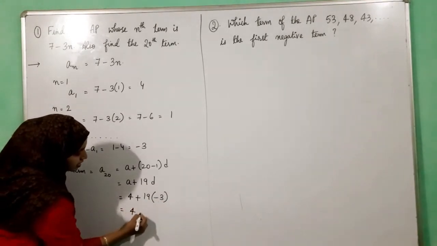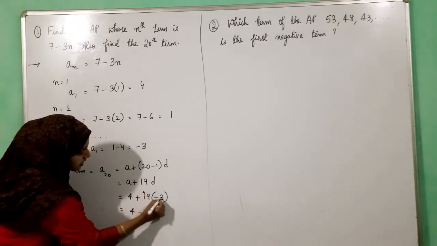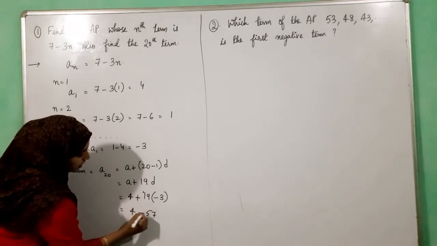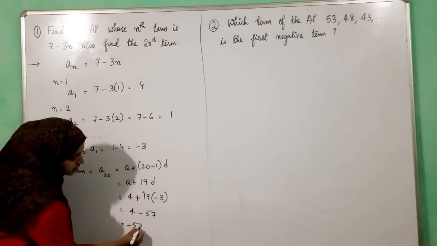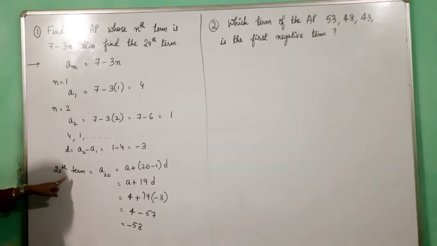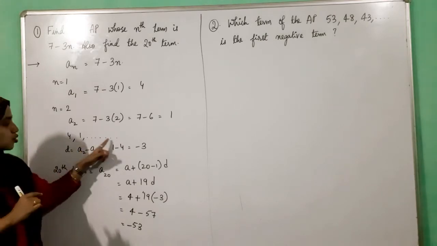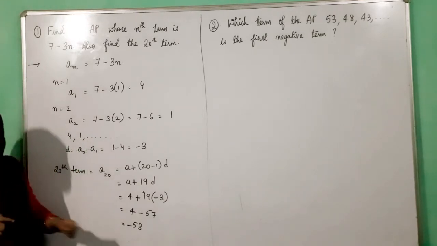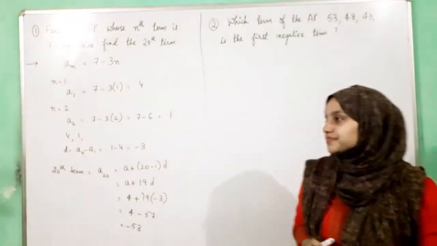Okay, we have to just find the value now. 4 plus into minus will become minus. 3 into 9, 27. 3 into 1, 3 plus 2, 5. So 4 minus 57, so minus 53. So minus 53 is my 20th term. Okay, first term is 4, second term is 1, and so on. So my 20th term is minus 53. Very simple, right?